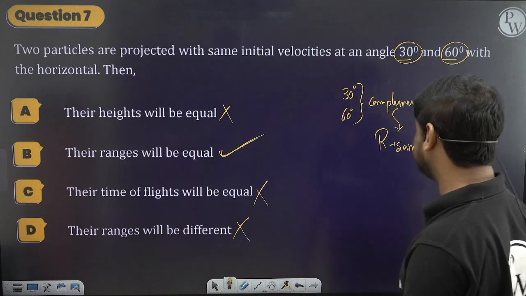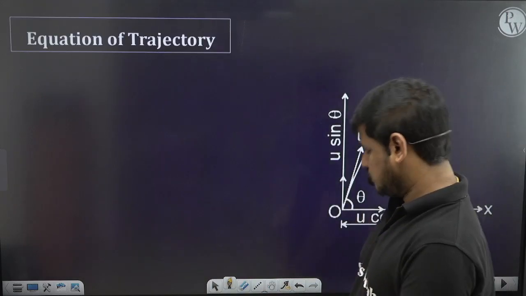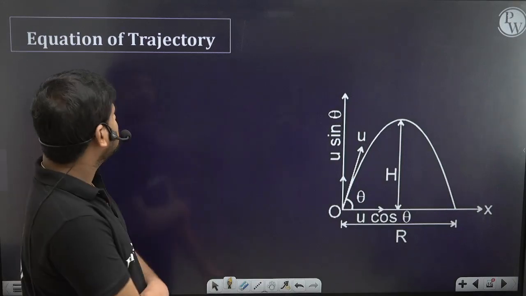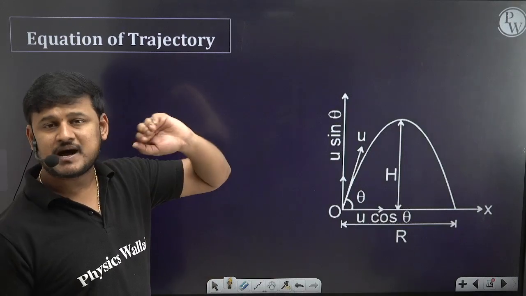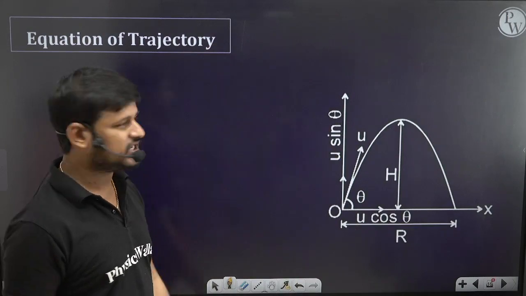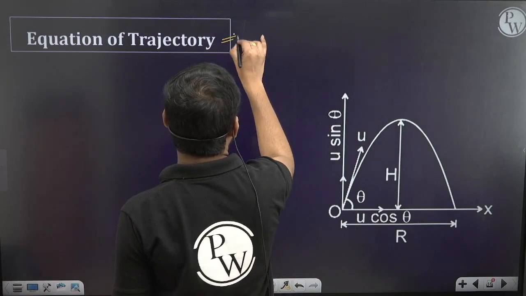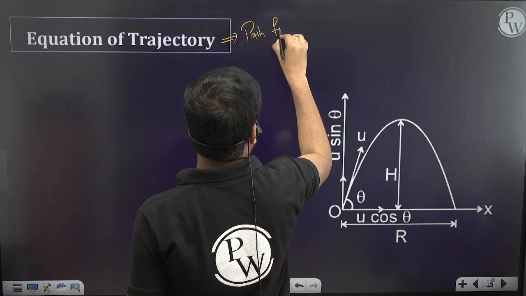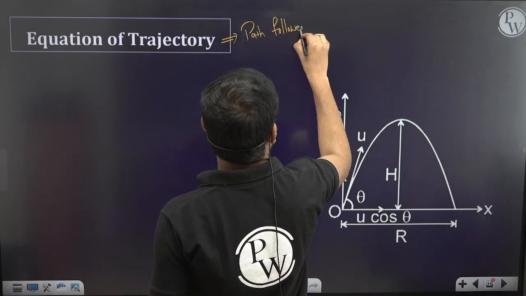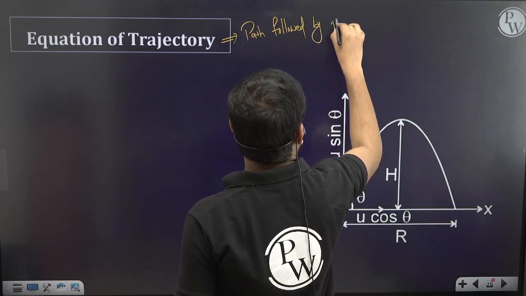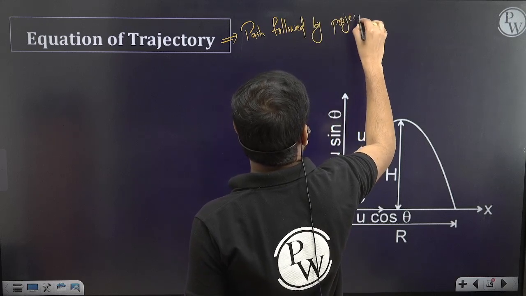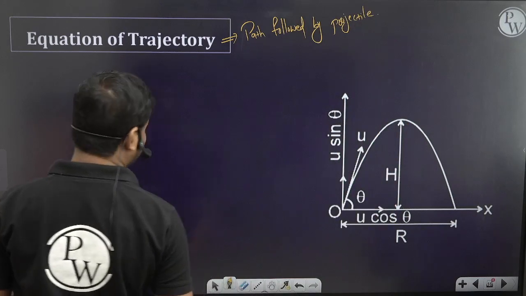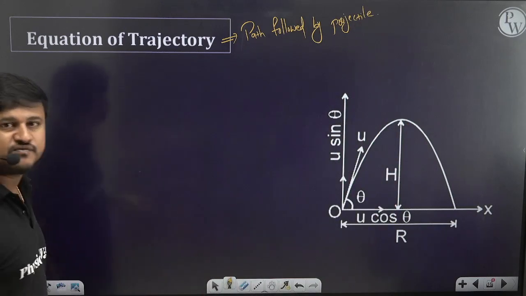Done? Sure. So now the important part, that is, what is the equation of trajectory. The trajectory means the path followed by the projectile. The trajectory is nothing but the path followed by a projectile. So then let's write the equation for the trajectory.